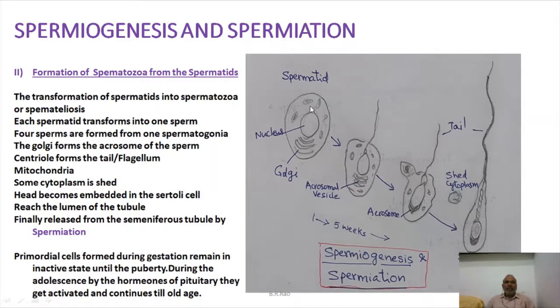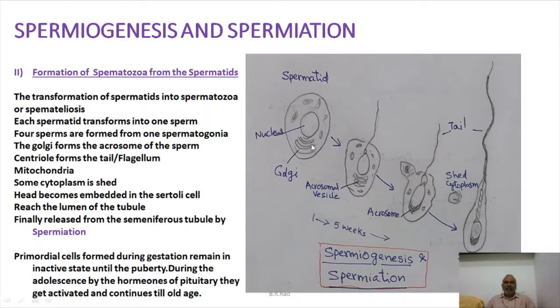So here the centriole is going to form a long flagellum, which later modifies into what is called a tail. Then several mitochondria are there. These mitochondria are going to produce energy, and they are stored in the coiling apparatus of the middle piece, so that is the powerhouse of the sperm.